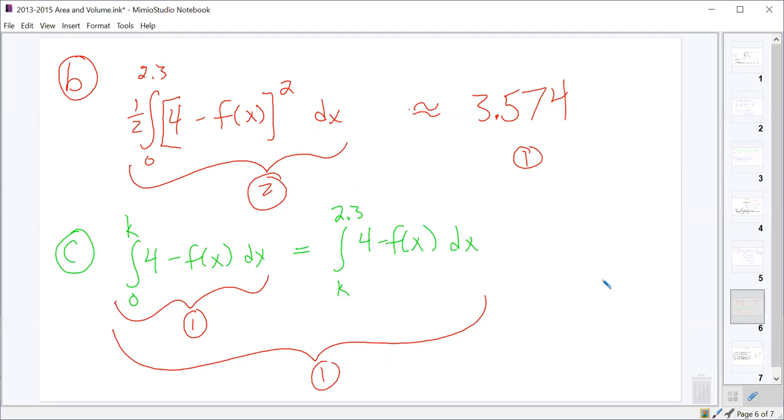In this one, since you didn't actually have that area, you didn't have to do that. You could have just written both integrals and set them equal to each other. But you could have found that area, divided it by 2, and set either one of those equal to it, and you would have still got both points.